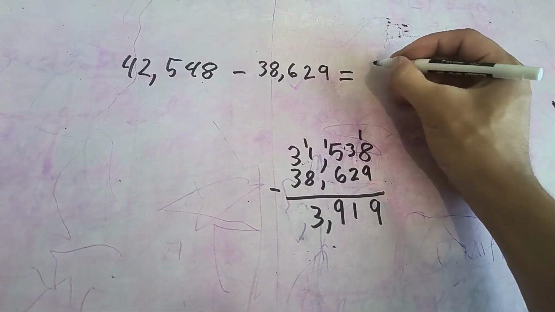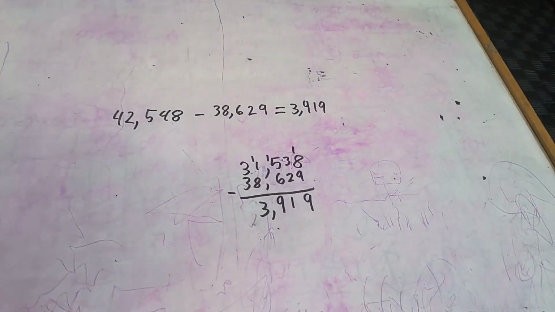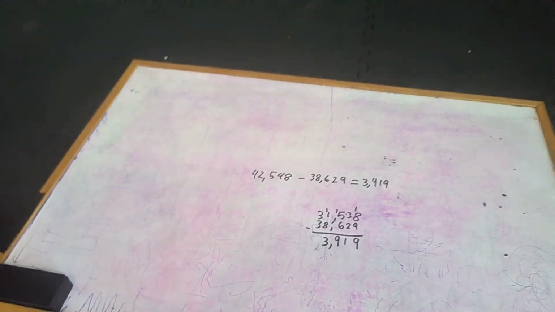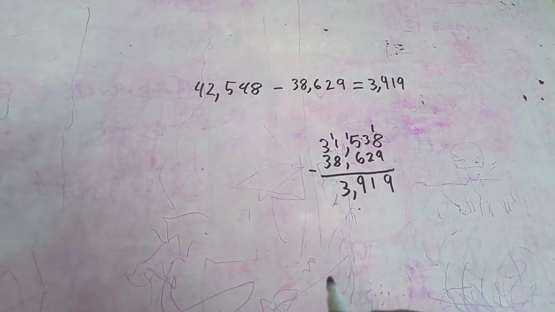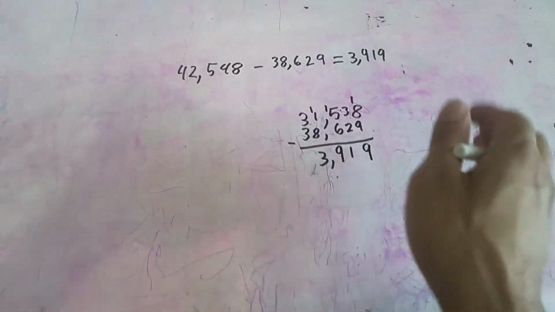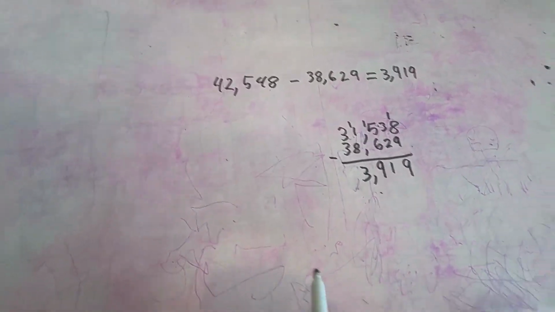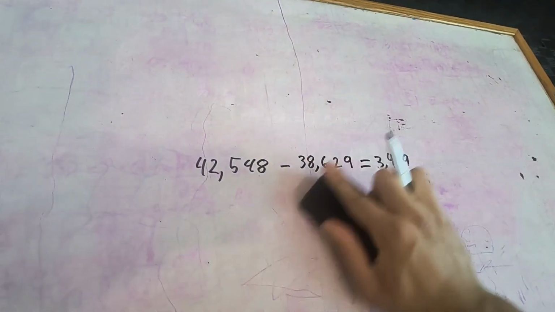Get out of there, question mark. Okay, we could go with 3,919. And that's how you do it. That's how you do vertical column subtraction. Now we're going to do one more example of this where we can borrow numbers from the next place over. Okay, let me erase this first. Boom, gone.